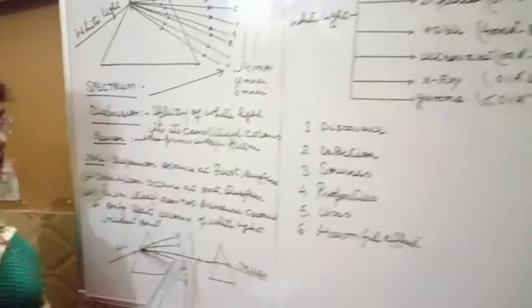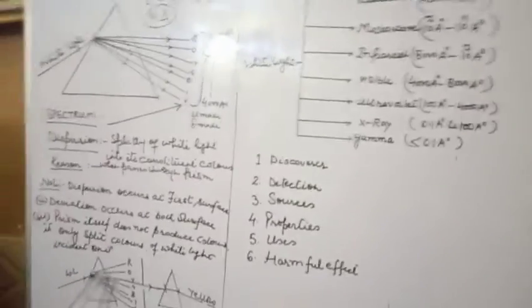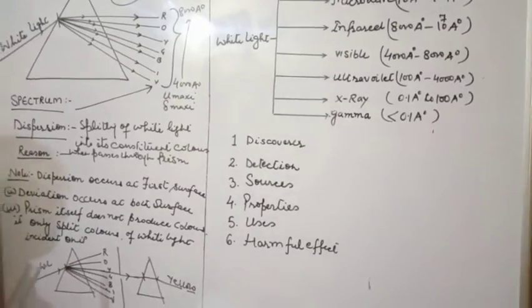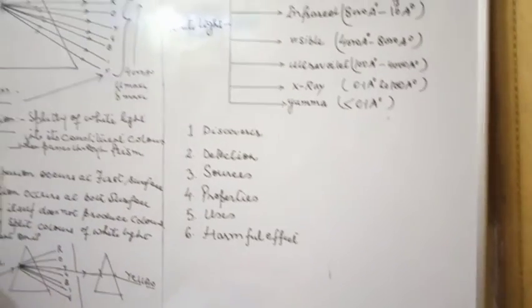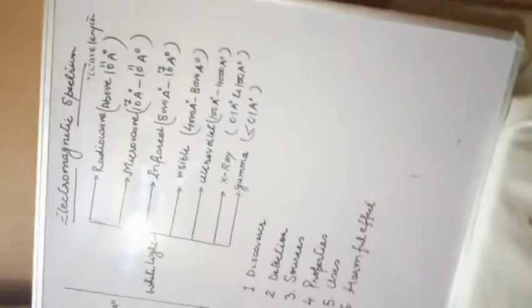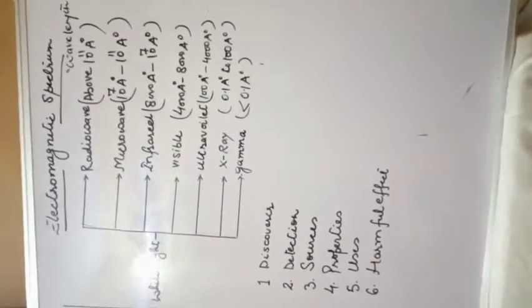Prism itself does not produce any colors, rather it will split only the 7 colors of the white light which is incident on it. This is all about your spectrum. Next topic is electromagnetic spectrum. So what does it mean?